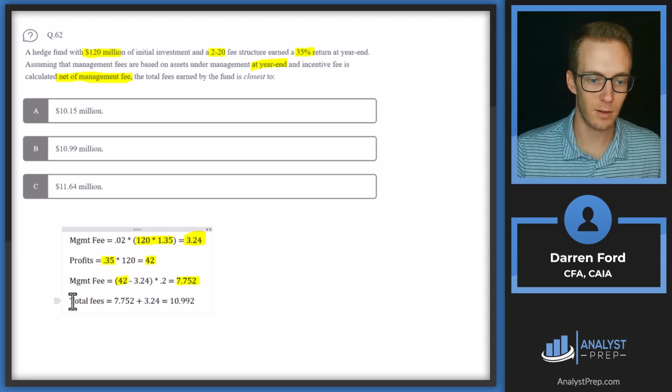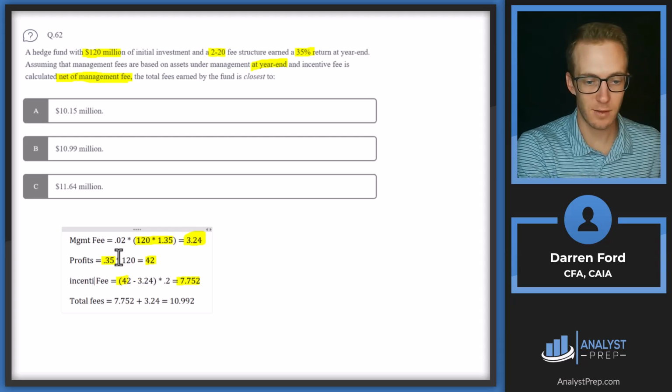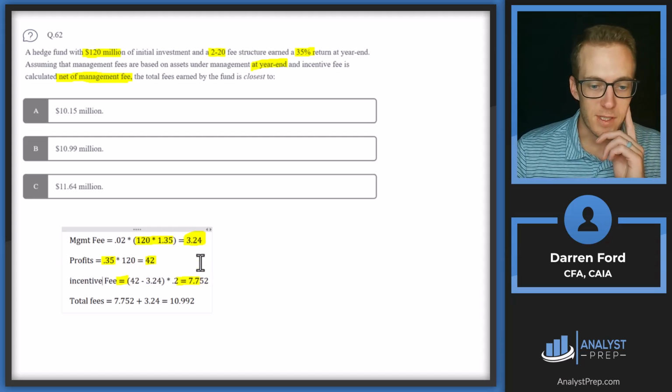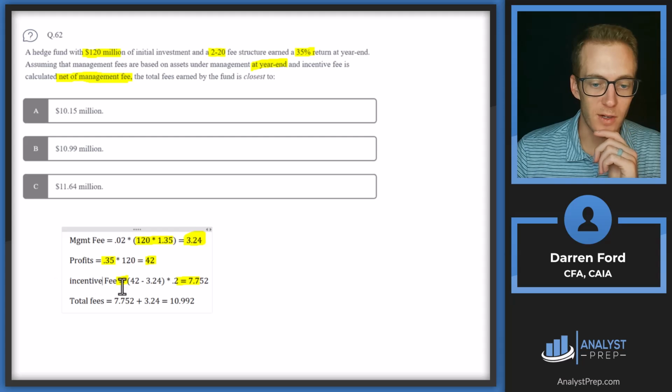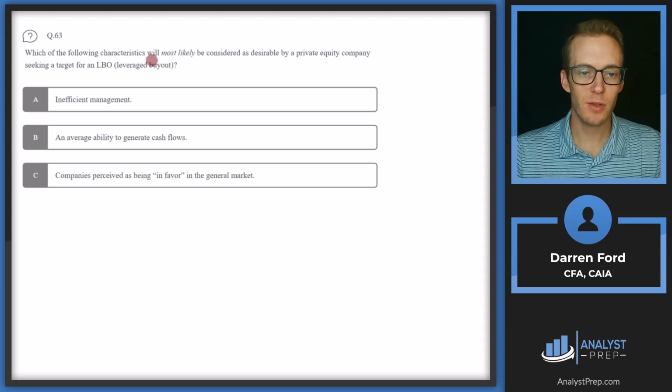Sorry, this should not say management fee. It should say incentive fee. Fix that on the fly here. So we've got our incentive fee of 7.752 and management fee of 3.24. All we need to do for total fees is add those two together, which we've got down on our last line. That gives us just under 11 million, 10.992, which lines up with answer B.